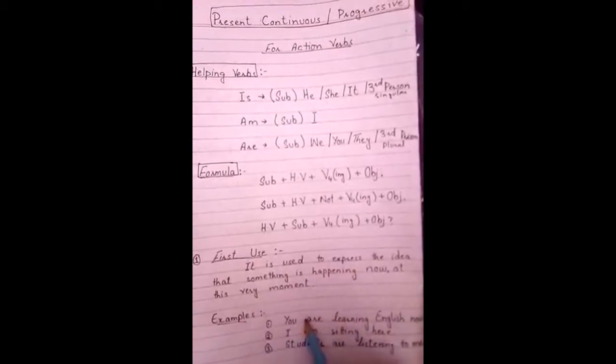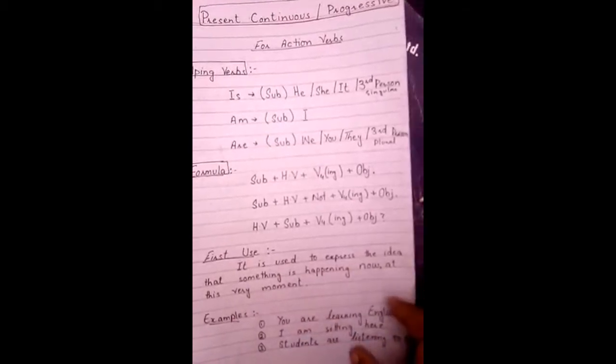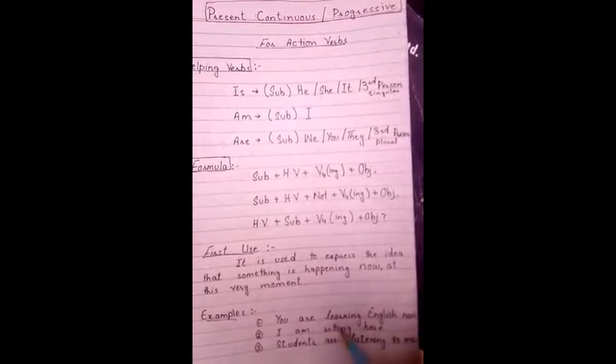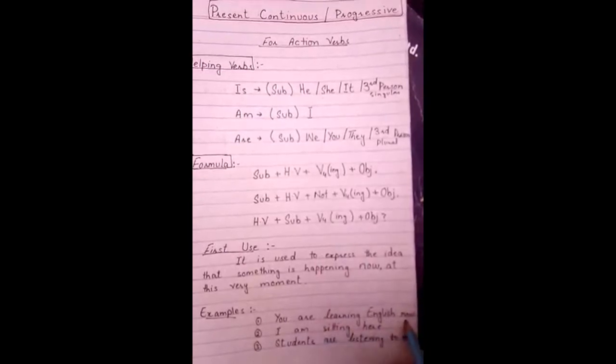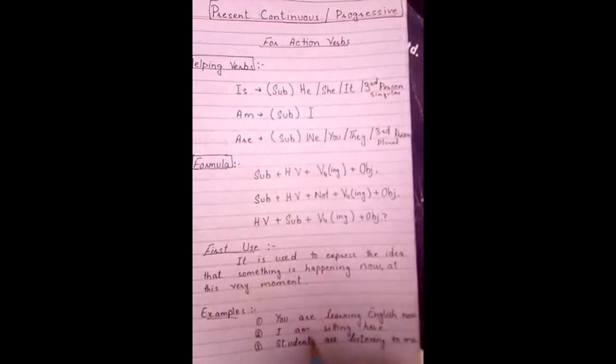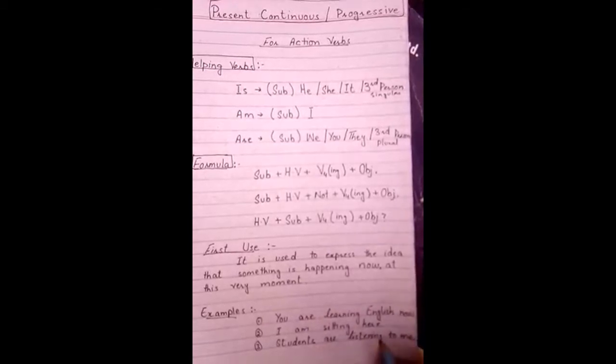For examples: you are learning English now. It means you are learning tenses right now, that's why you need to use present continuous. I am sitting here. Obviously I am sitting here, I am doing this work right at the moment, that's why I am using 'I am sitting here'. And students are listening to me. You are all listening to me, that's why I can use present continuous right now. Students are listening to me.